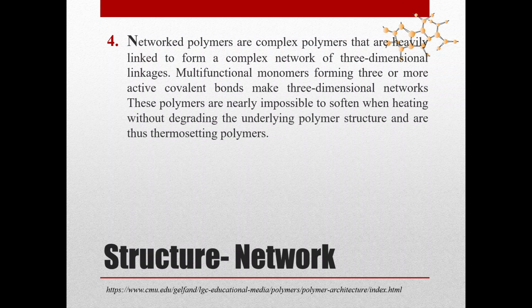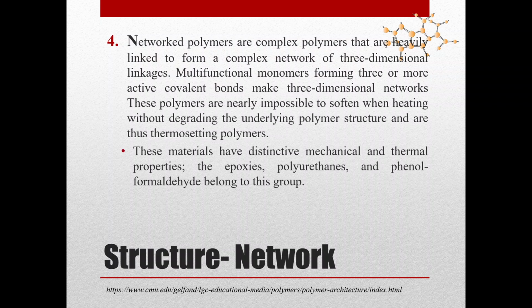So, multifunctional monomers that have unsaturated bonds, double bonds or triple bonds, form three or more active covalent bonds. Such bonds will open up, and if they are able to form covalent bonds and make three-dimensional networks, then such polymers are called networked polymers. These polymers are nearly impossible to soften when heating without degrading the underlying polymer structure, and are thus again thermosetting polymers. These materials have distinctive mechanical and thermal properties, and the examples are epoxies, polyurethane, and phenol formaldehyde. These are the polymers that belong to this group.